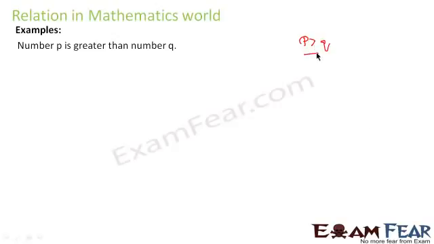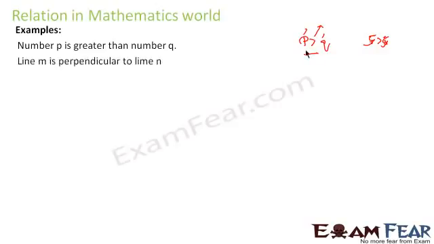Now let's see what relation means in the mathematical world. There are some examples of relation in the mathematical world. If we say number p is greater than q, that is an example of relationship. Why? Because there is more than one identity, p and q, and there is a pattern. The pattern is that p is greater than q. For example, 5 is greater than 4, so p is part of 5 and q is part of 4.